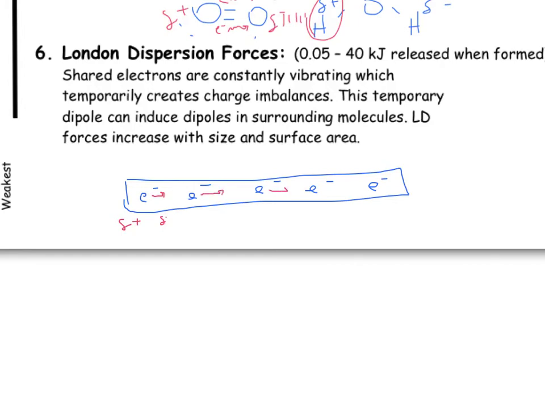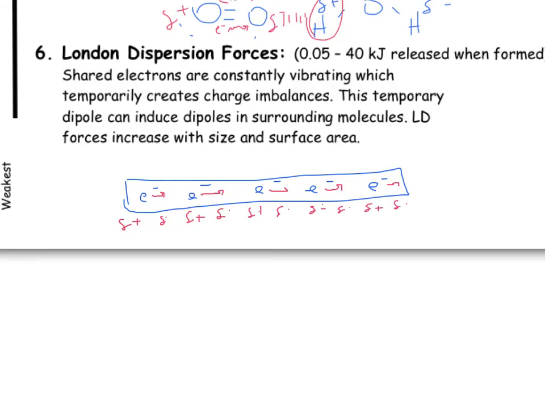Now, because that electron waved, this one is going to wave away. So is this one, so is this one, so is this one. And what this does is it sets up temporary, very slight positive and negative charges all the way down the molecule.